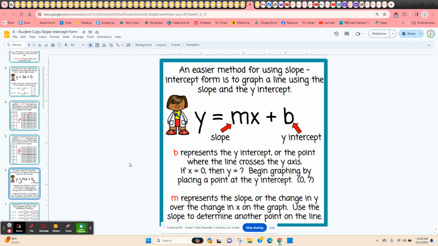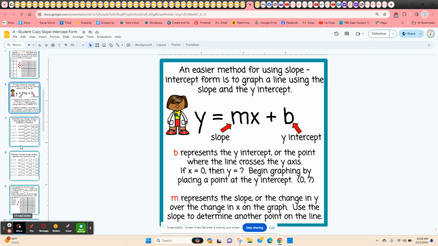And then another way to find the line on the coordinate plane is to use the y-intercept and the slope. So once they know the y-intercept, they know that that's going to be a point 0, whatever this number is. And then once they have that point, from the point there, they can use the slope to find another point on the coordinate plane. And once they have 2 points, then they've got their line.